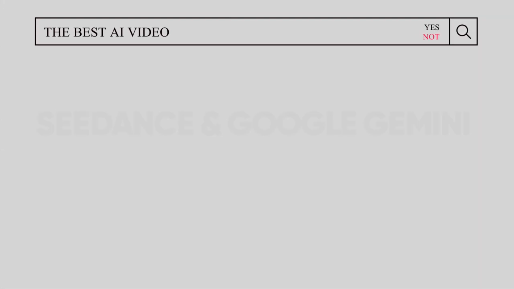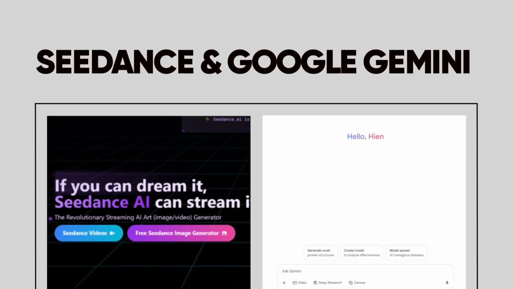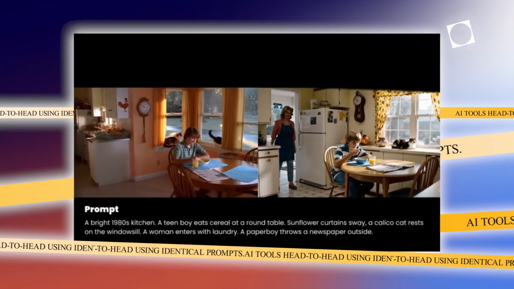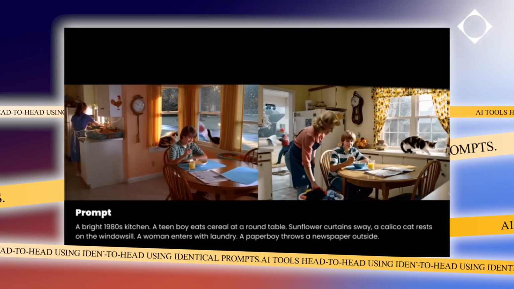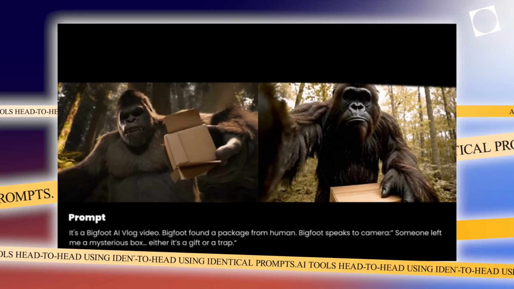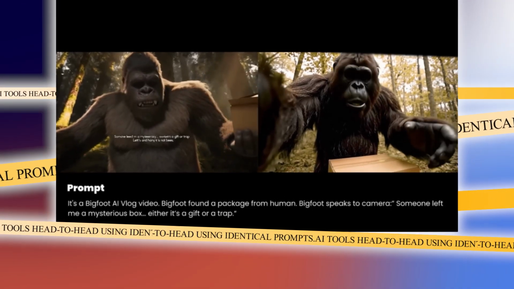But how does Seedance stack up against the industry leader in AI video, Google Gemini? In this video, we put these two AI tools head-to-head using identical prompts. We'll test them across scenarios from cinematic shots to dynamic motions. All videos are generated in stunning 4K resolution for the ultimate viewing experience. Let's get started!